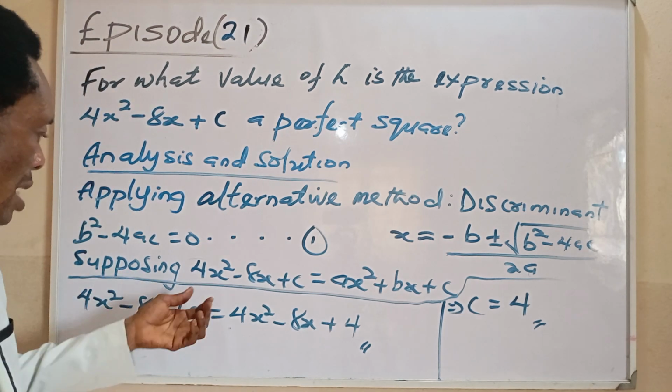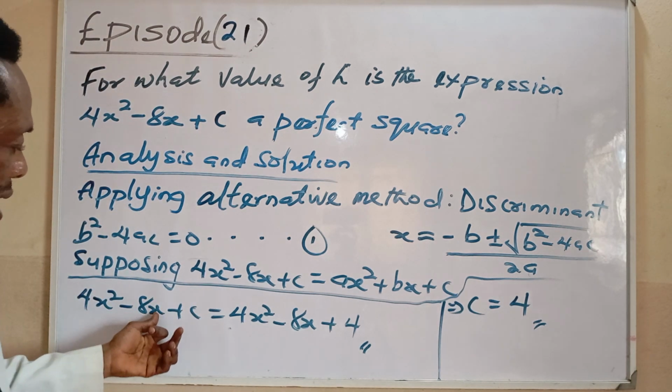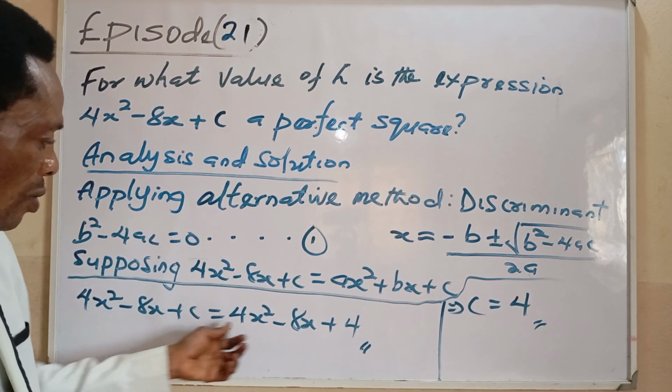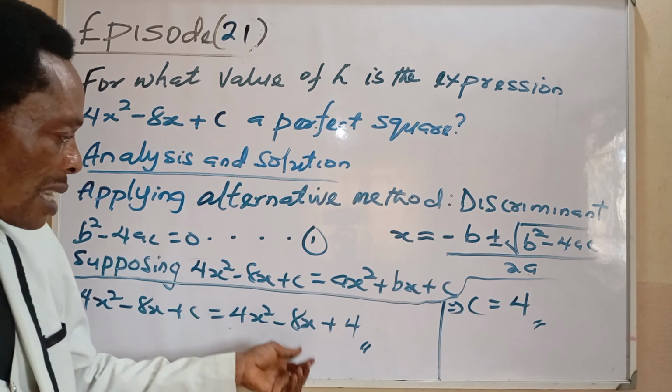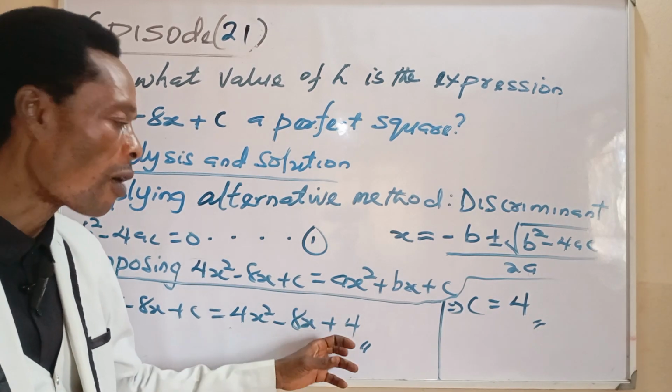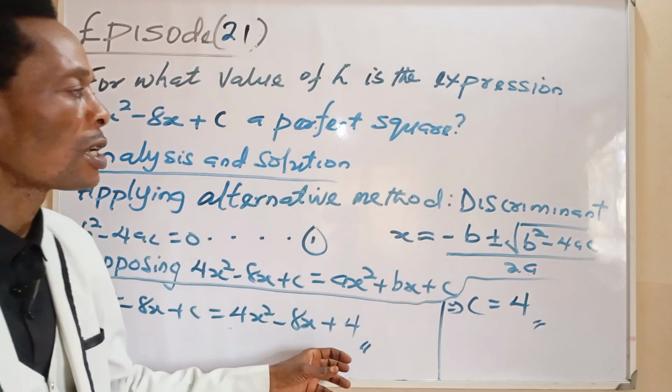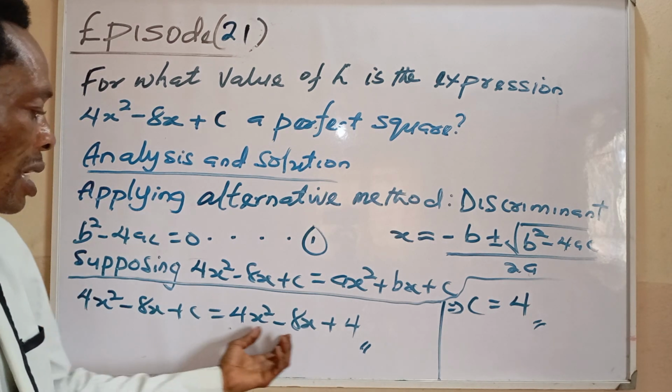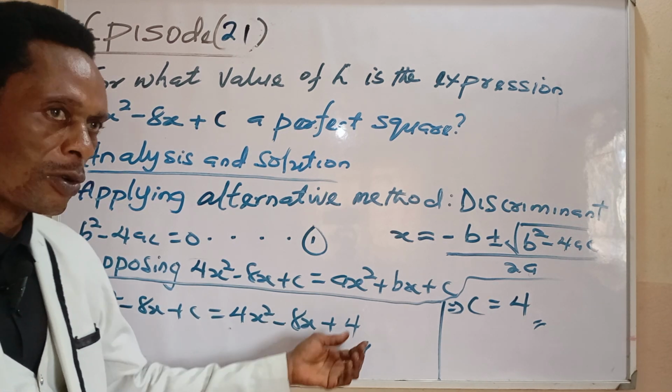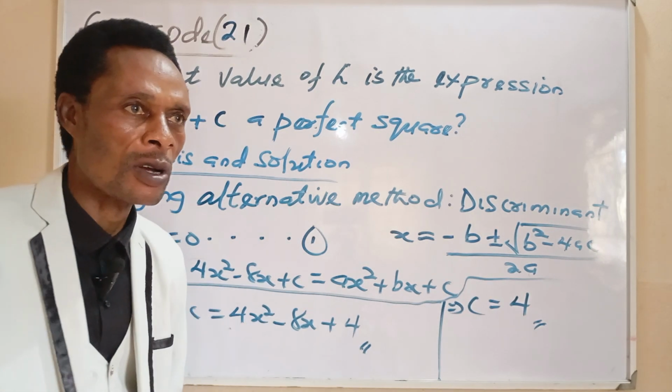So it means that the expression 4s squared minus 8s plus c becomes 4s squared minus 8s plus 4, because 4 is the value which should be added to the expression 4s squared minus 8s to make it a perfect square.